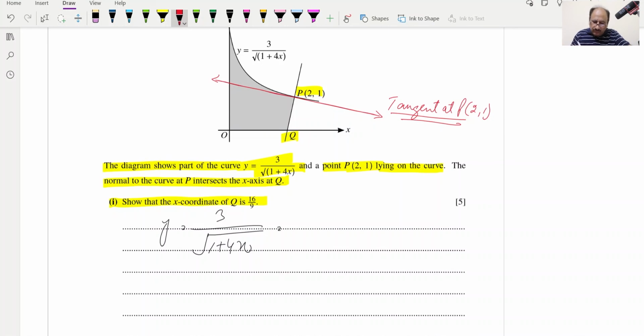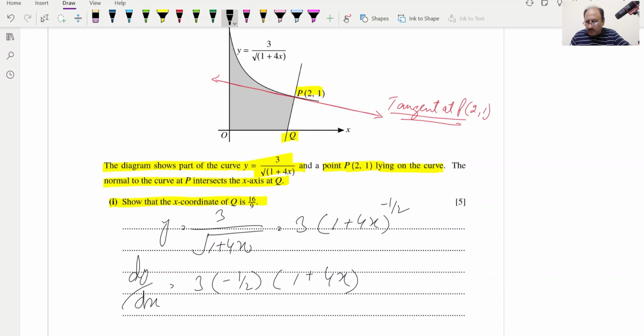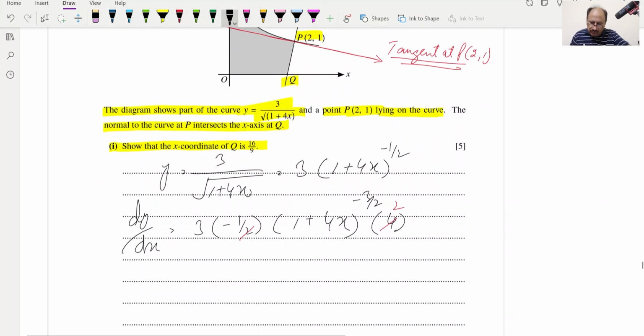So the gradient of the tangent we are finding, we are going for dy over dx, and for that we are reshaping this equation like this. Now we can find dy over dx, and this will be equal to 3, and the minus 1 by 2 power will be pulled first, and it will be (1 plus 4x) raised to the power minus 3 by 2, and into the derivative of 4x, which is 4. Now we can cancel this 2 with this one, and we'll get 2 over here, and our equation will be minus 3 into 2, which is 6, over (1 plus 4x) raised to the power 3 by 2.